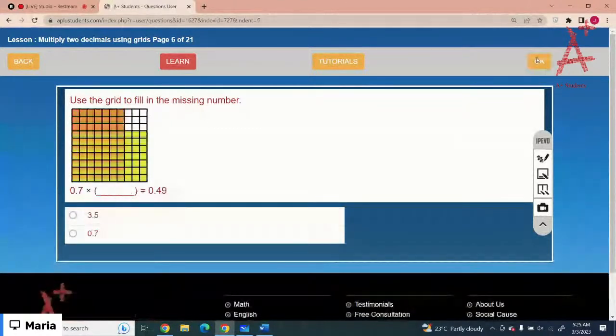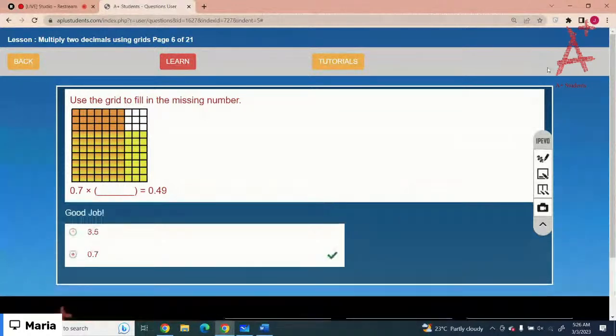Use the grid to fill in the missing number. So which number is missing? Both the colors, orange has 7 columns, yes, and yellow has also 7 rows. So it would be 0.7 times 0.7, because 7 times 7 makes 49, isn't it? Yes, it is the second one. You can count the rows and columns.